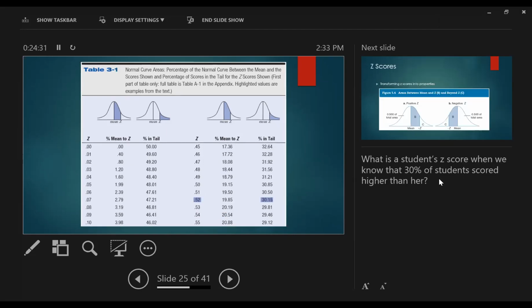Same thing. If we know that 30% of students scored higher than her, so now we're kind of flipping it. If I know that 30% of students scored higher than this particular student, what is likely to be her z-score? I would go right here to the 30%, right in here, and I could figure out the z-score is 0.52.